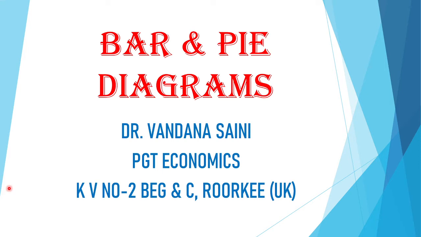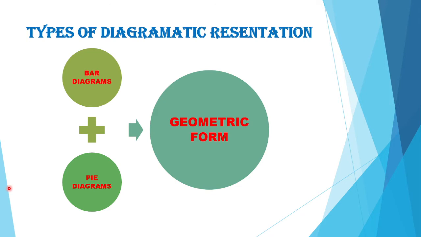Data may be presented in a simple and attractive manner in the form of diagrams. Diagrammatic presentation is broadly classified into three types: geometric form, frequency diagrams, and arithmetic line graphs. But here I am covering the geometric form of presentation of diagrams, and this particular geometric form is divided into bar diagrams and pie diagrams.